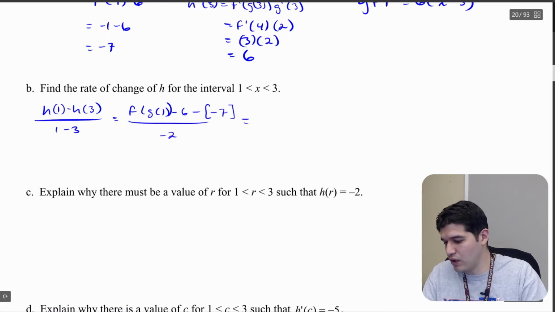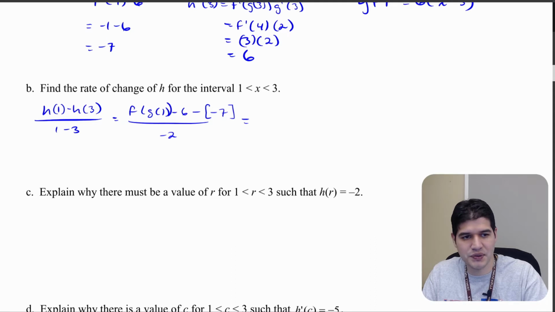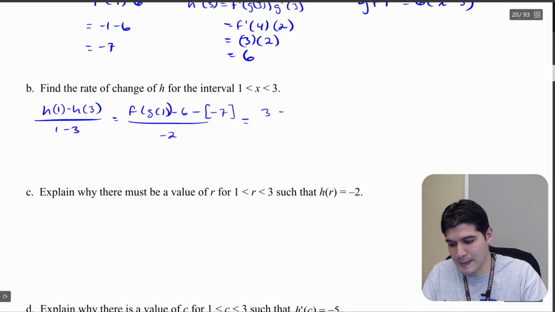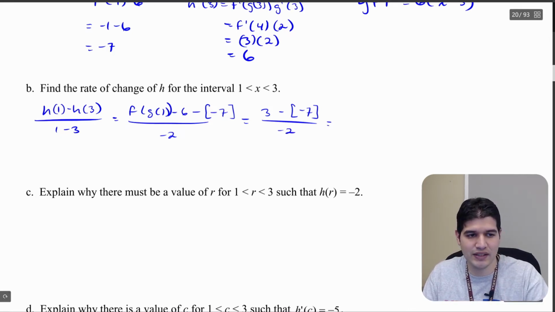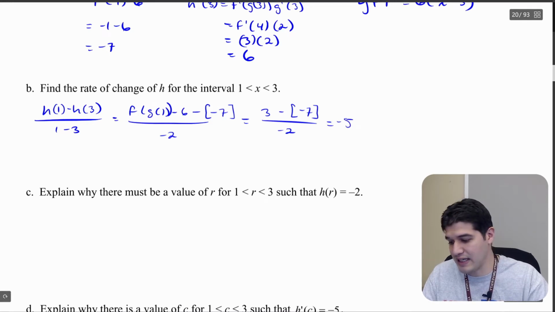So h of 1 comes out to be 9 minus 6, which is 3, minus that negative 7, over negative 2. So 3 plus 7 is 10 over negative 2. So that's going to be negative 5.